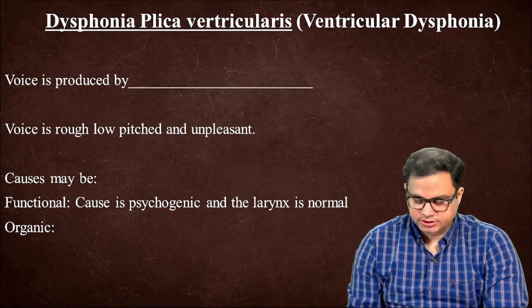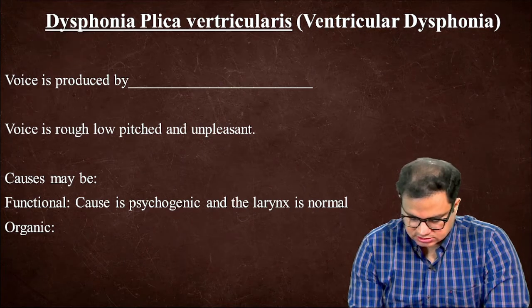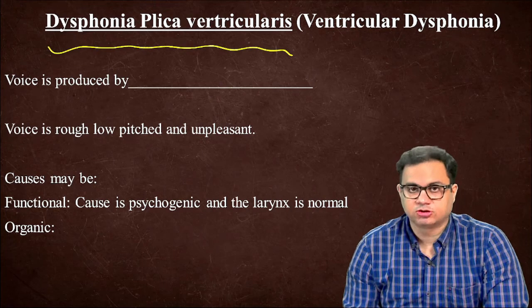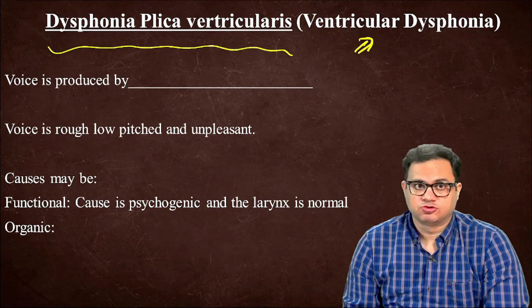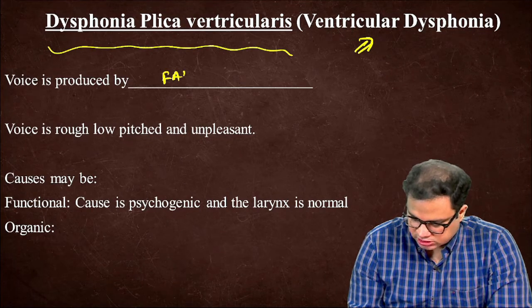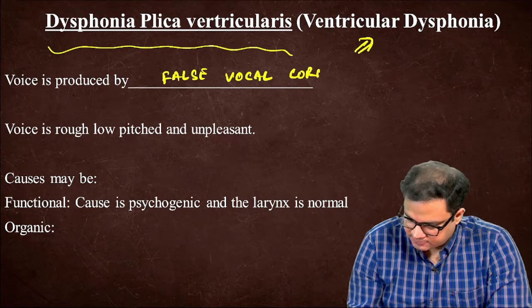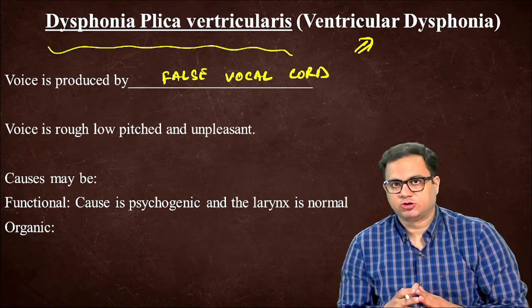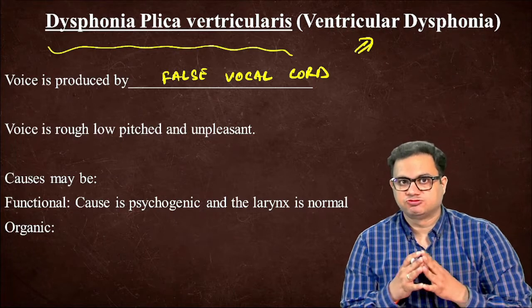Now the next topic, beta. Next topic is dysphonia plica ventricularis. It is also known as ventricular dysphonia. So here the voice is produced by the false vocal cord. Very important. Dysphonia plica ventricularis is a condition in which the voice is produced by the false vocal cord.